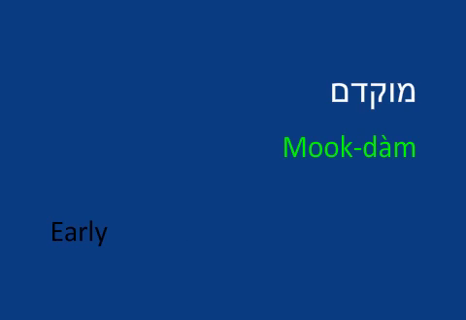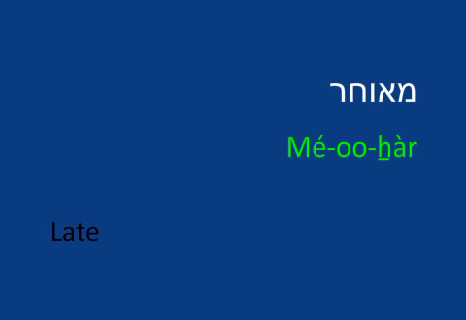Well done. Another pair of opposites is early and late. Early is mukdam, and late is meuchar. Repeat after Noah. Mukdam. And meuchar. Very good.